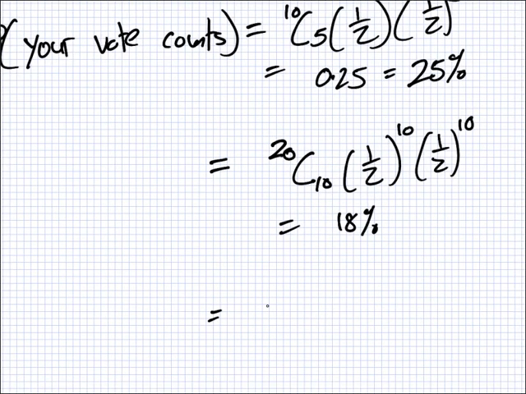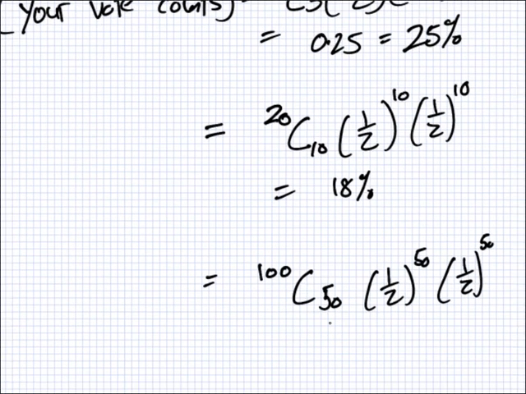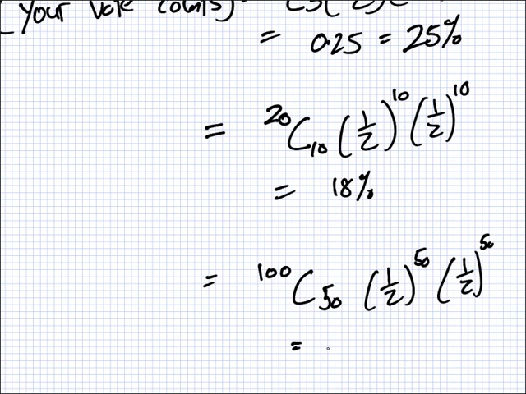All right. Let's up it to a group of 100 people. 100 choose 50, 1 over 2 to the 50, 1 over 2 to the 50. 8%? Yes. That's actually pretty good, isn't it? So even in a group of 100 people, you've got an 8% chance that your vote will actually mean something.